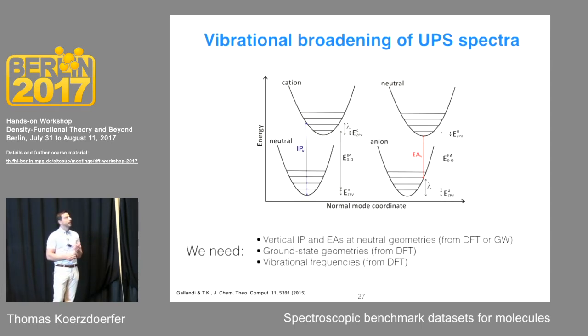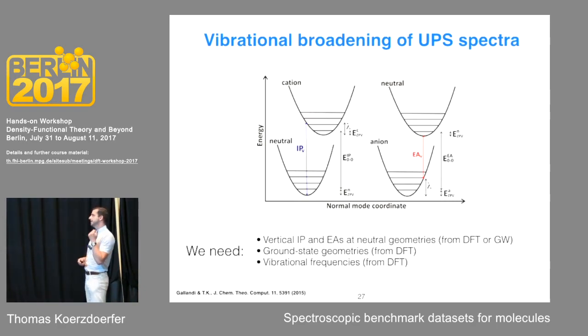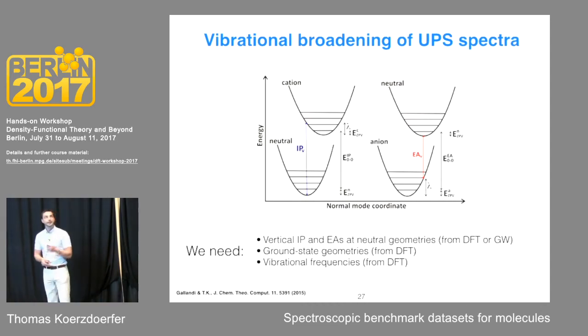So basically, we calculated the vertical IPs and EAs with the different methods. We needed the ground state geometries, we needed the vibrational frequencies. Then these vertical IPs, these are the ones that we calculate in GW. But this is not the 0-0 peak that you measure in experiment. The 0-0 peak also takes into account the zero-point vibrational corrections in the ground state, in the neutral and in the cation. And it also takes into account the Franck-Condon factors. Okay? So you need a full Franck-Condon analysis, you need zero-point vibrations, and you need temperature.